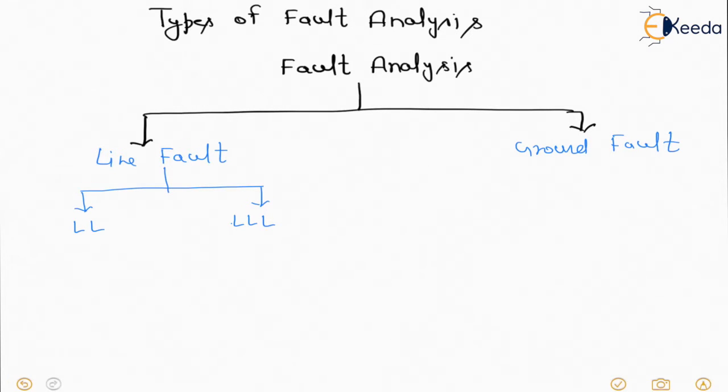And what is ground fault? If we have a fault in which ground is definitely involved, then that fault will be considered a ground fault. We can take examples: SLG, the second one is double LG, and the third one is triple LG. So these are the types of fault based on ground and line conductor.